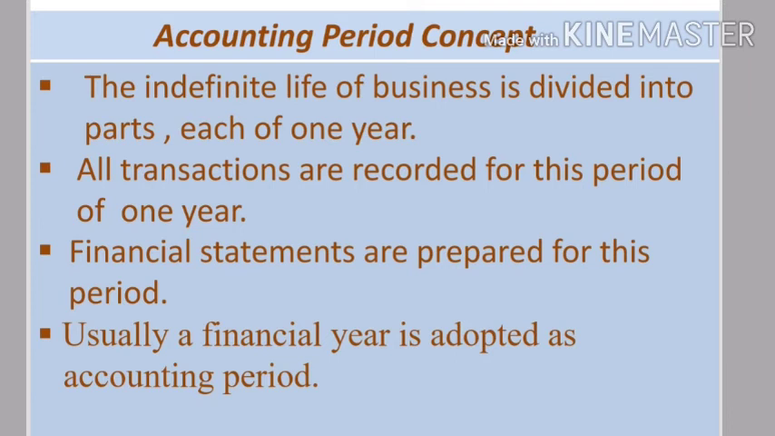So the accounting is kept for a duration of 1 year, that is 12 months. And financial statements are also prepared for that duration of 1 year. And this duration of 1 year is known as accounting period. And this accounting period in India starts from 1st April to 31st March of next year.